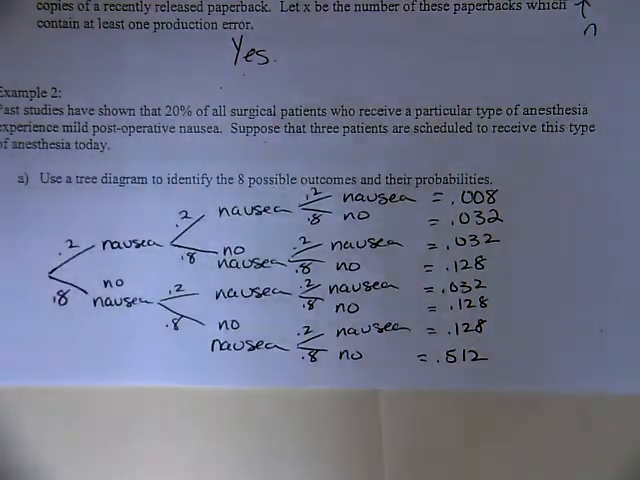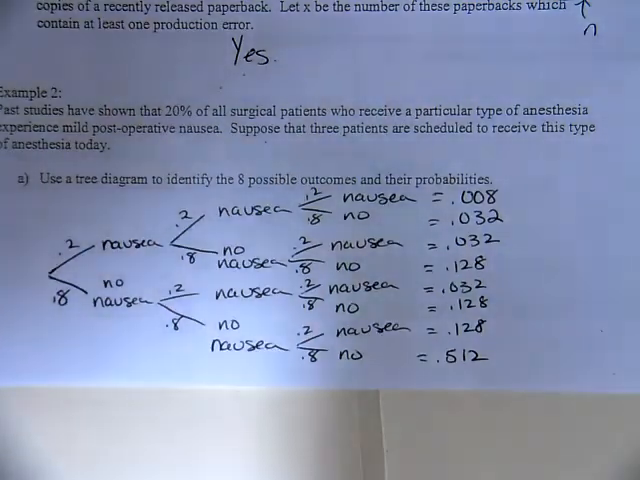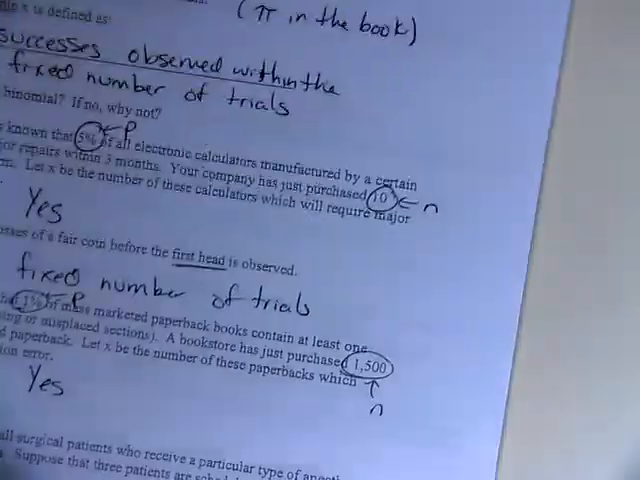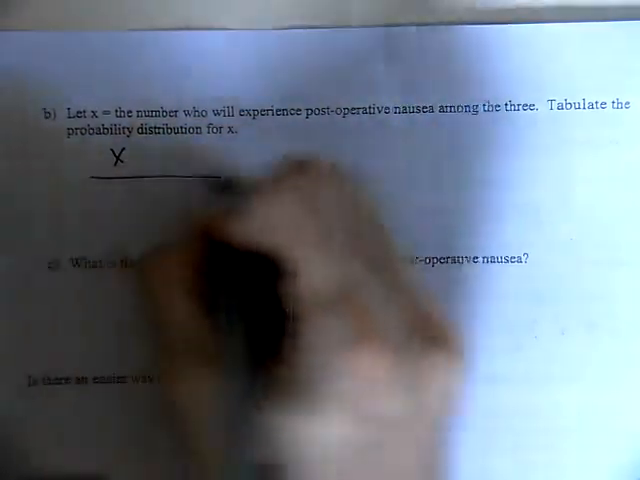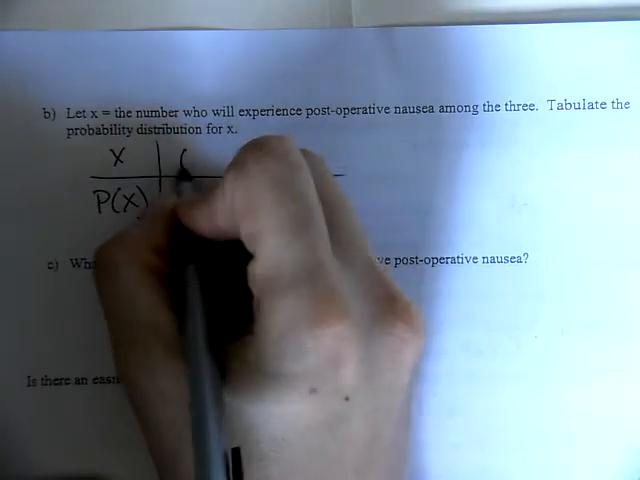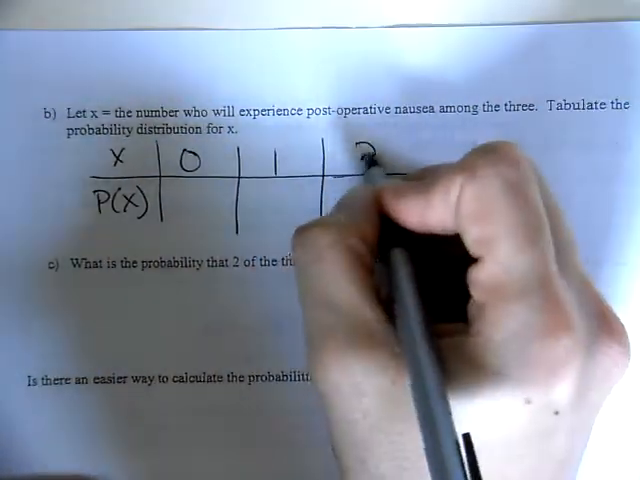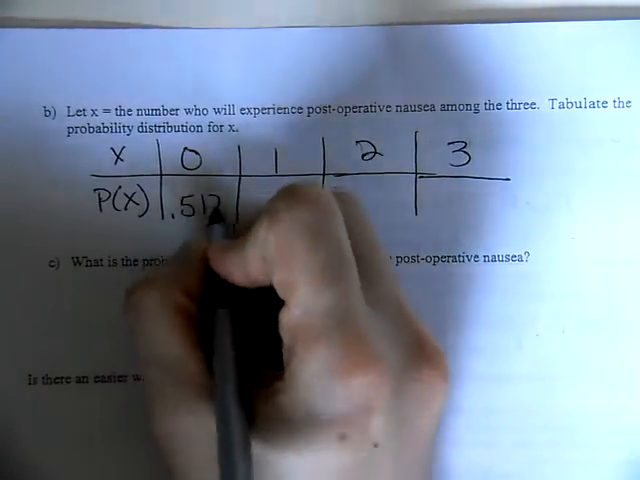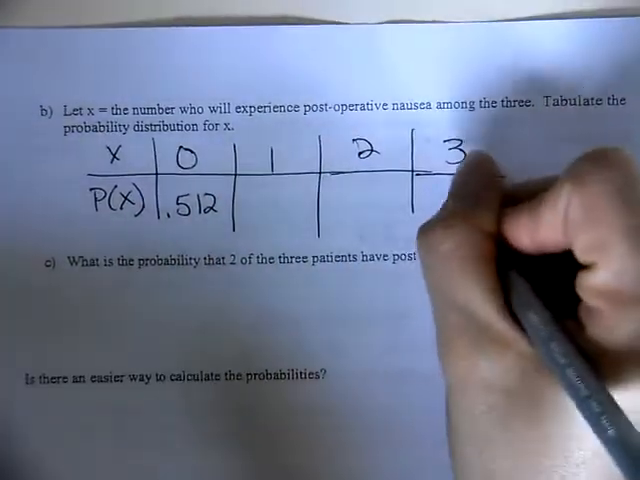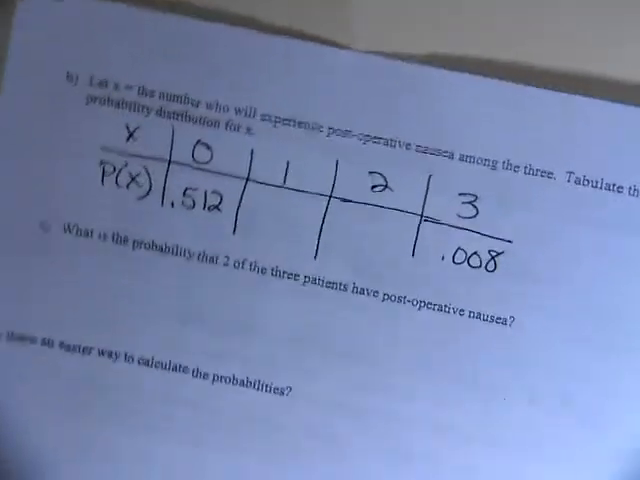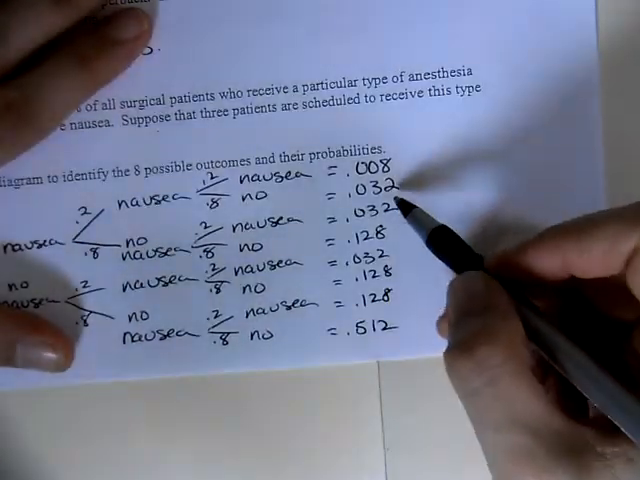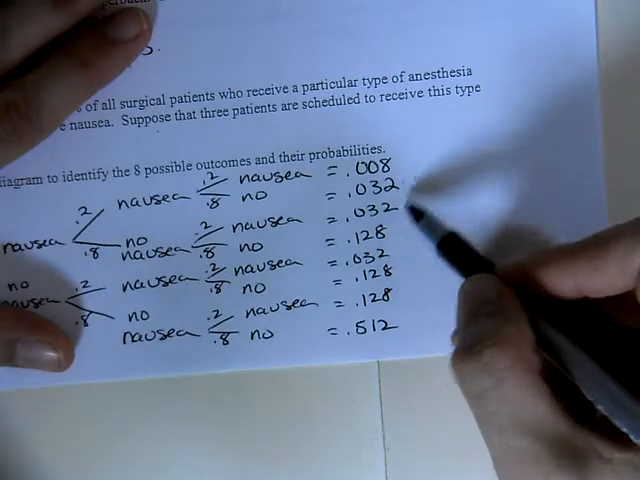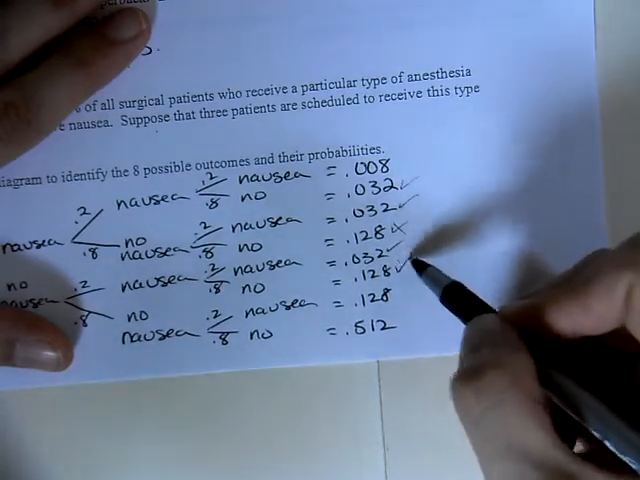So on the next page, we're going to create a probability distribution for the number of patients. So I'm going to use these. That's why I started with them. So you'd have X, you'd have P of X. So you could either have 0 patients experience the nausea, 1, 2, or 3. For 0, it's really easy. It's just the one at the bottom, 0.512. 3 was the first one, 0.008. And then 1 and 2 are the combinations of adding 0.032 three times, and 0.128 three times. Because there are 3 ways for each one of those to happen.